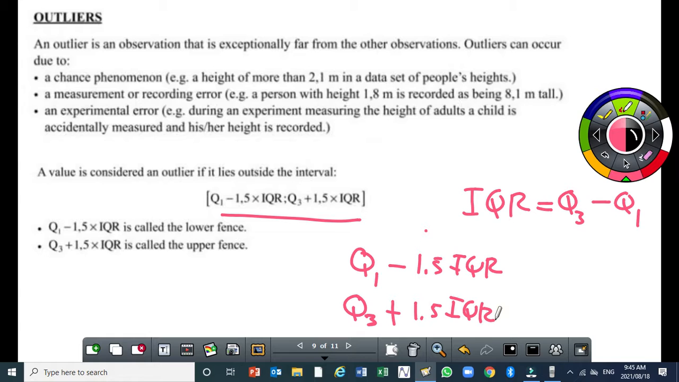We can try to do it for the example that I had there. We can determine outliers. No, you have to determine it yourself, to determine Q3.